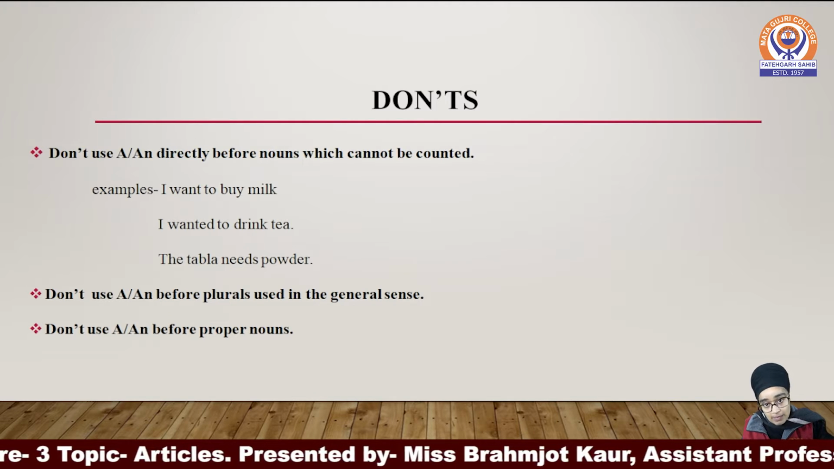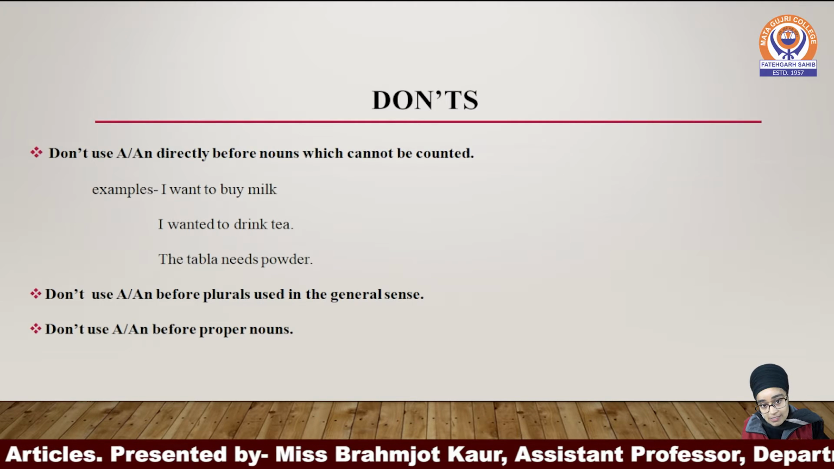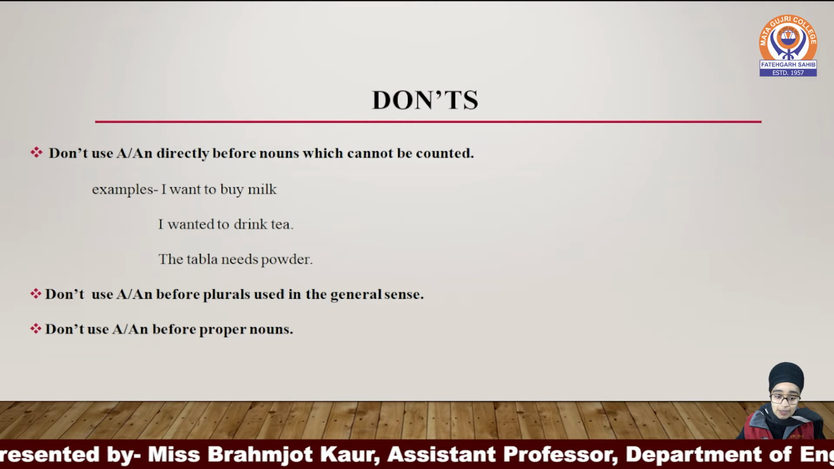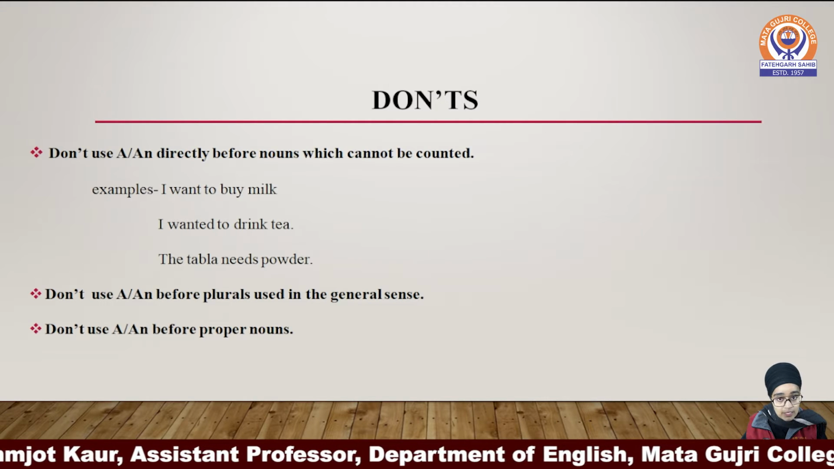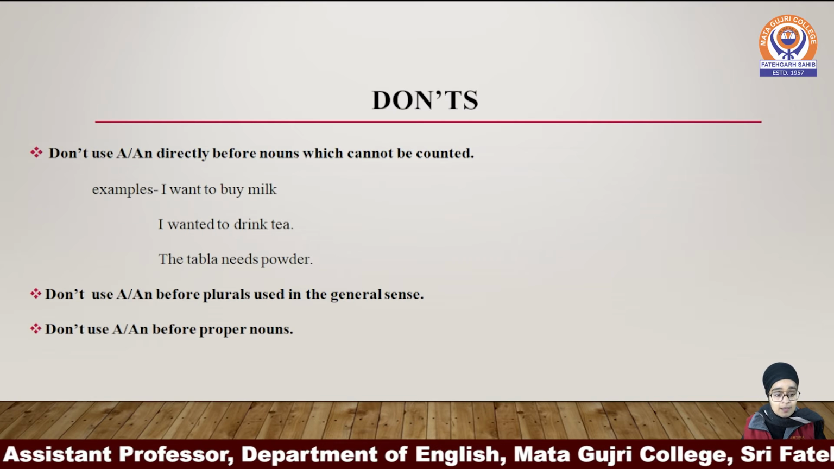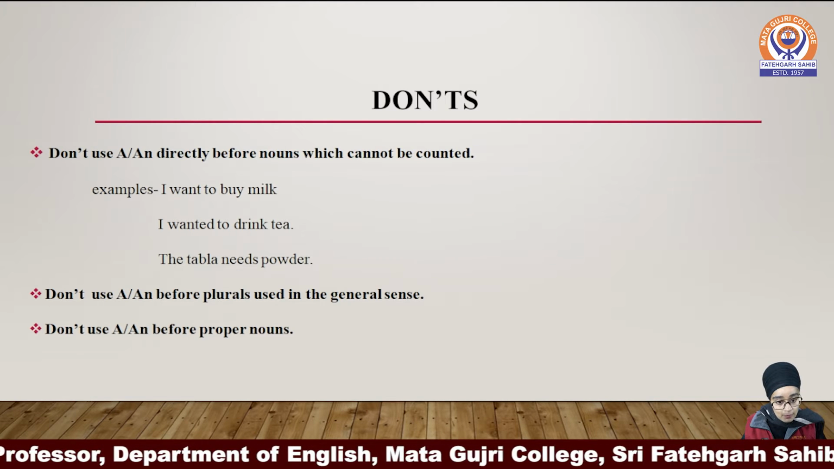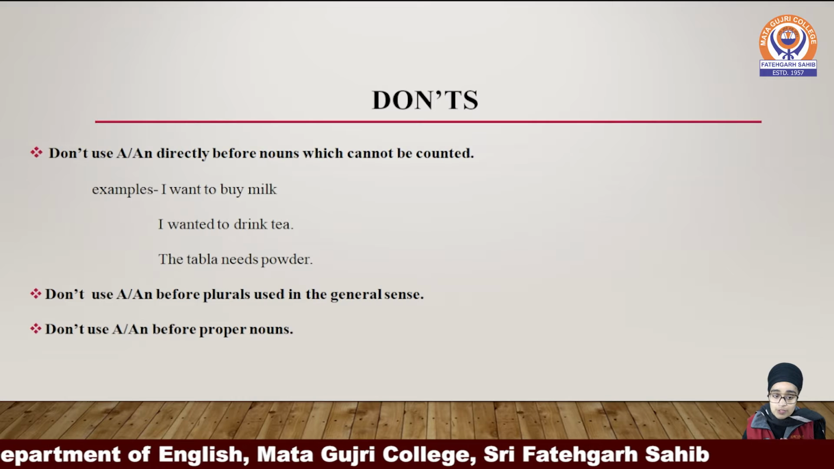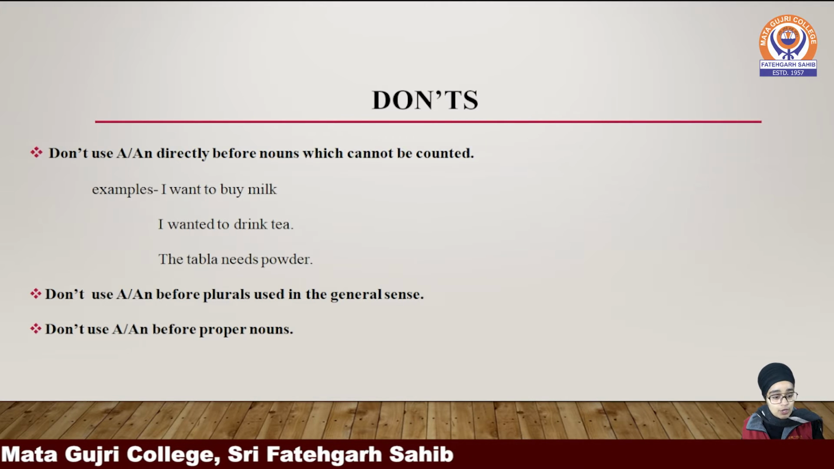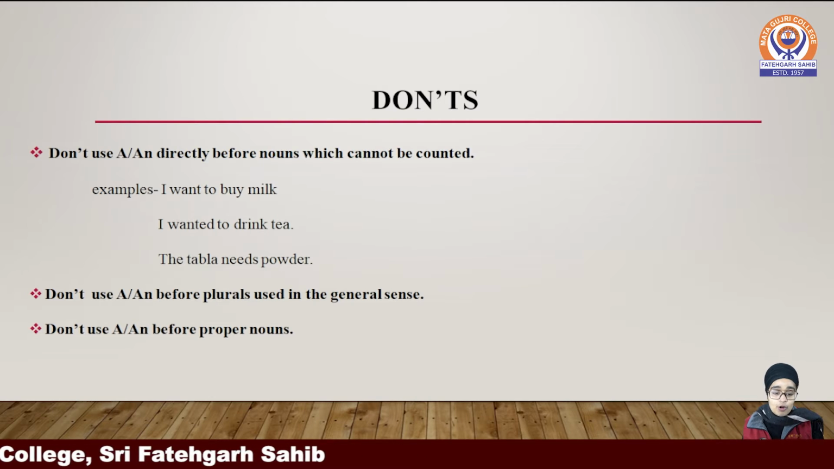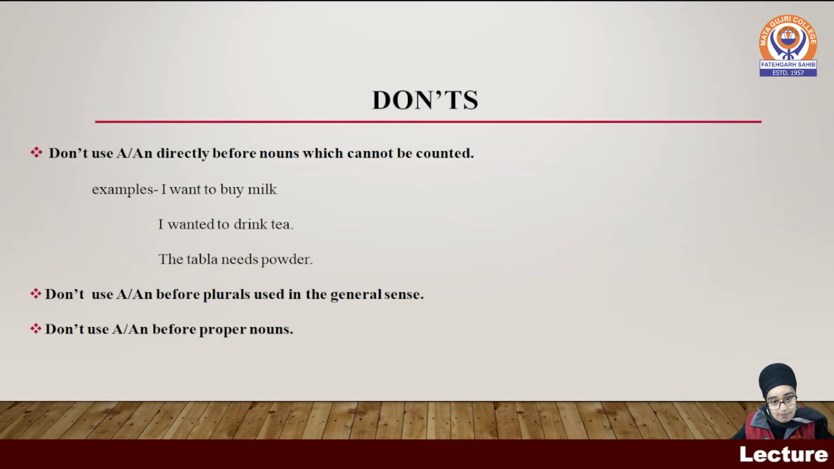The tabla needs powder. Again, powder, uncountable noun. But I can say the tabla needs a pinch of powder. So when you are using a unit of something, then you can use the article a. But when you are talking about uncountable nouns, you cannot directly use the articles a or an. Second, don't use a and an before plurals. So they are used before singular nouns. Third, don't use a and an before proper nouns because proper nouns are specific.